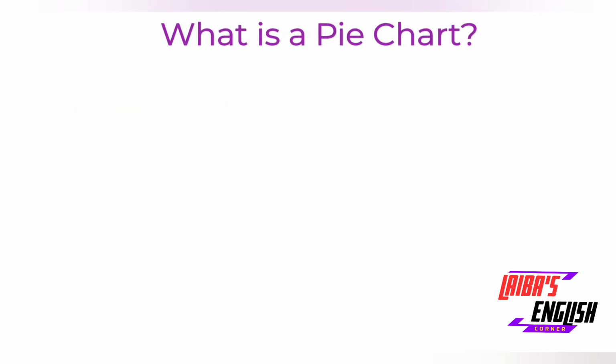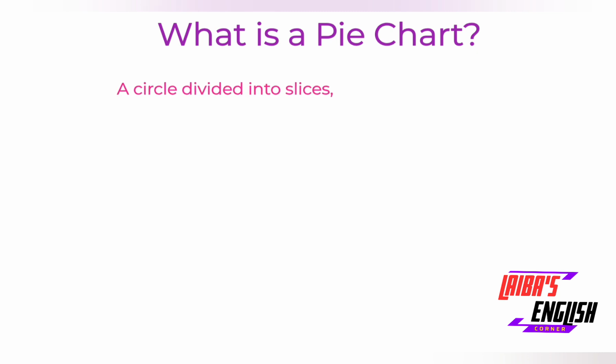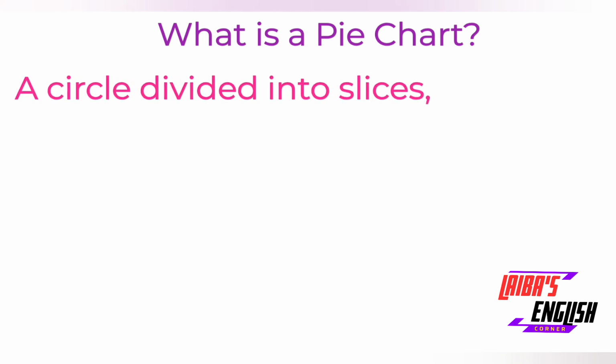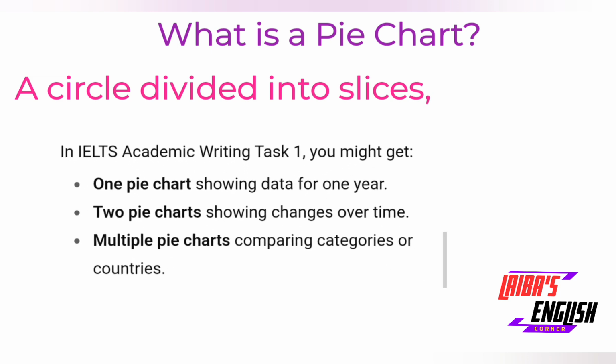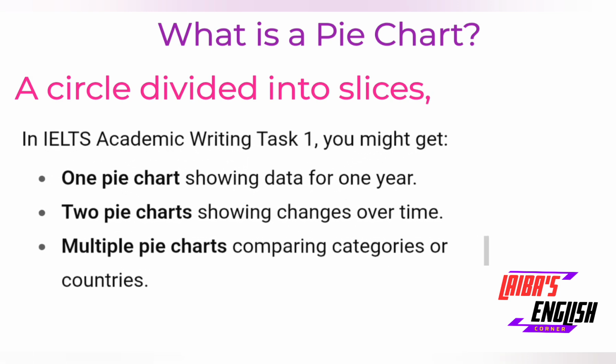Now we are going to discuss what a pie chart is. You already saw in the thumbnail that a pie chart is like a circle which is divided into slices. Each slice represents a percentage of the total. The bigger the slice, the larger the proportion it represents. In IELTS, your job is to describe the main trends, compare data, and highlight changes without adding personal opinions. No personal opinions are allowed in IELTS examination task 1.